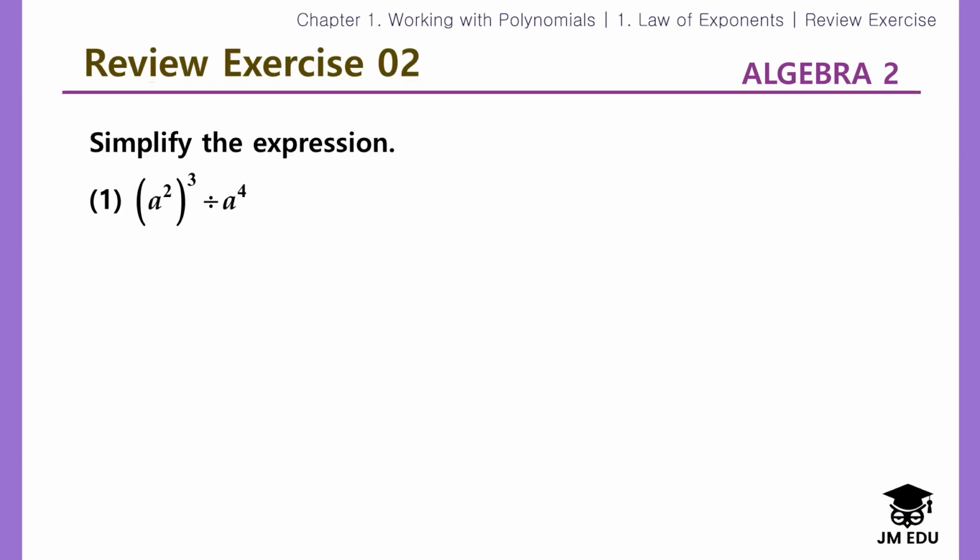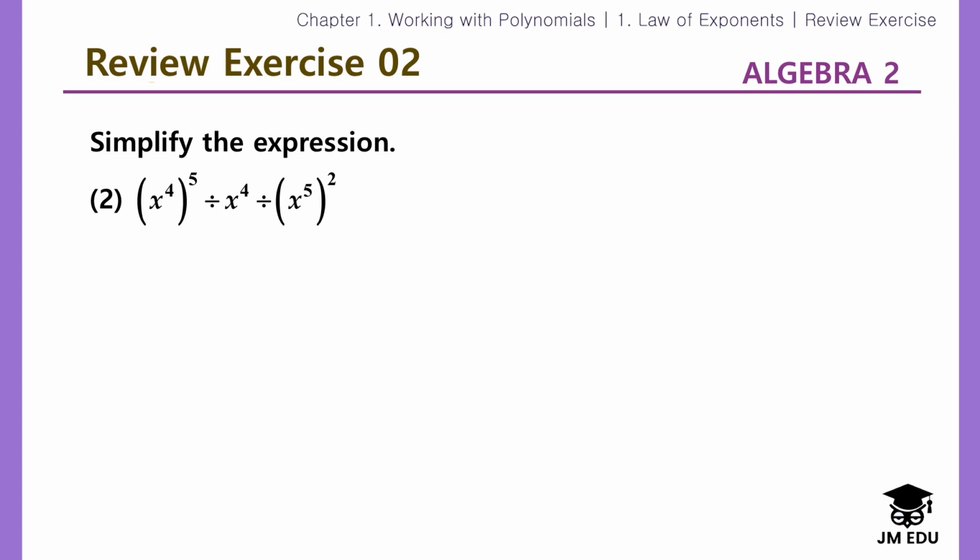Review exercise number 2. We're going to simplify this expression. Number 1, we have a squared to the power of 3. So that is equal to a to the 2 times 3, 6, divided by a to the 4, right? So it's a division. We're going to have to subtract exponents, 6 minus 4. So that's a squared.